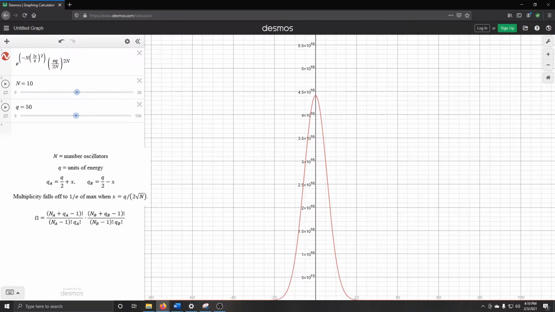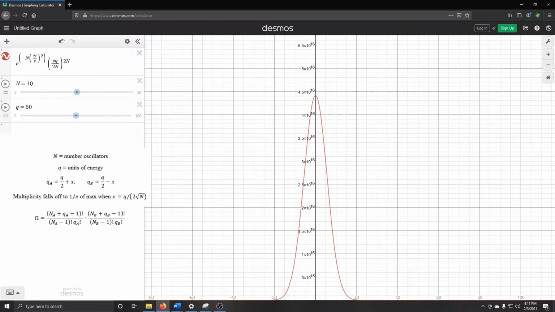As X increases, A gains energy, and the number of microstates available to the system drops. And this graph tells us how quickly the number of microstates available to the system drops as our energy of QA increases.